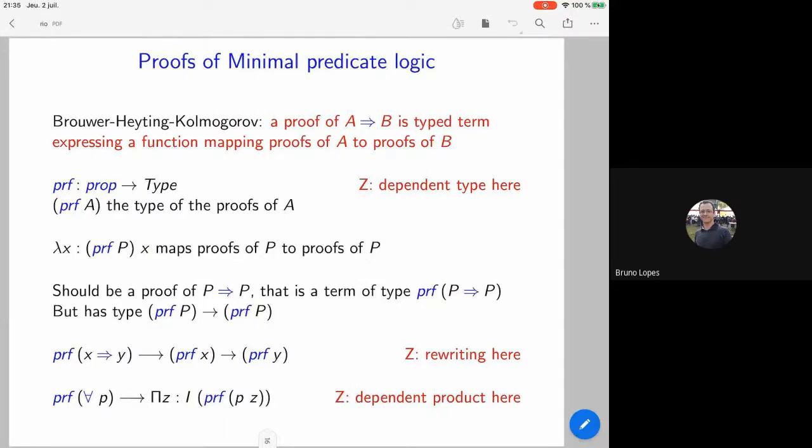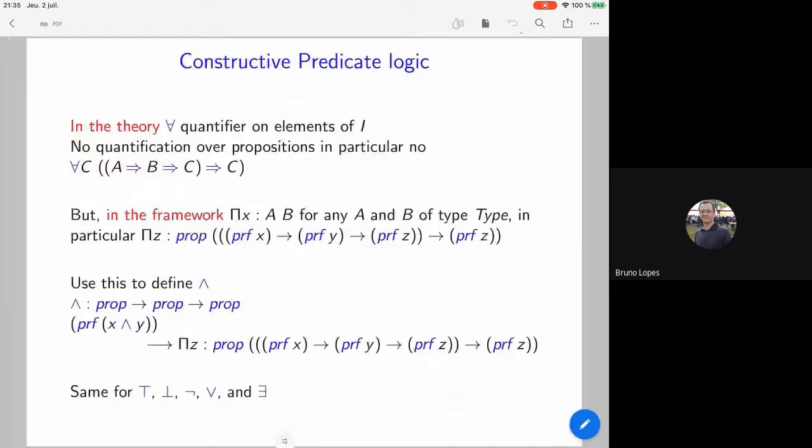Now we are done with minimal predicate logic, and it's not too difficult to prove that if you have a proposition A, then any term in the type of the proofs of A can be translated to a sequent calculus or to a natural deduction proof of A, and vice versa. So we have a sound and complete implementation of minimal predicate logic in Dedukti.